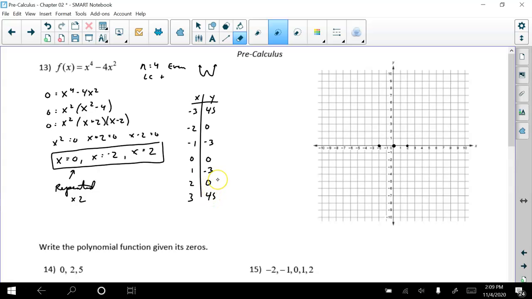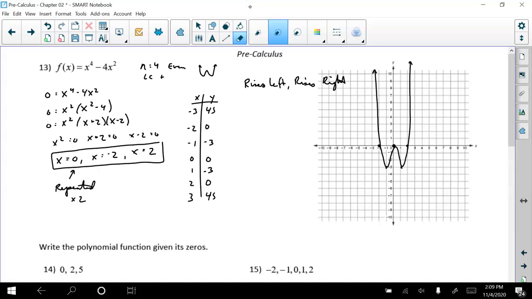So 45 is way off the graph, and so is negative 45. So then we're at 1, negative 3, negative 1, negative 3, 0, 0, 1, negative 3. So we're going to be going down, through, bounce back, or go back up, bounce at 0, 0, down, and back up again through positive 2. You can see that even multiplicity in play again. So this one, for the end behavior, it rises left and rises right.